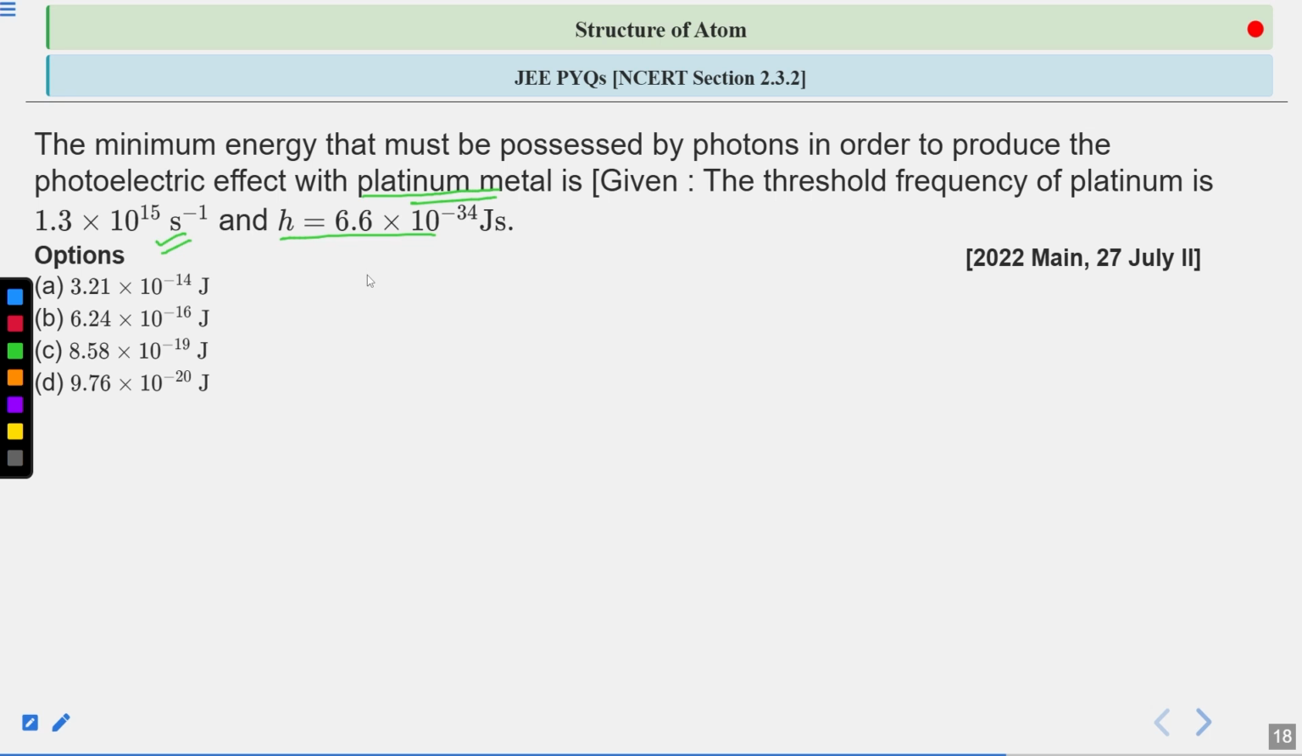Your options are: A, 3.21 into 10 to the power minus 14 joule. B is 6.24 into 10 to the power minus 16 joule. C is 8.58 into 10 to the power minus 19 joule, and D is 9.76 into 10 to the power minus 20 joule. Your time to solve this question starts now. It is a very easy question to solve. If you know the formula, just put in the values and get your answer.